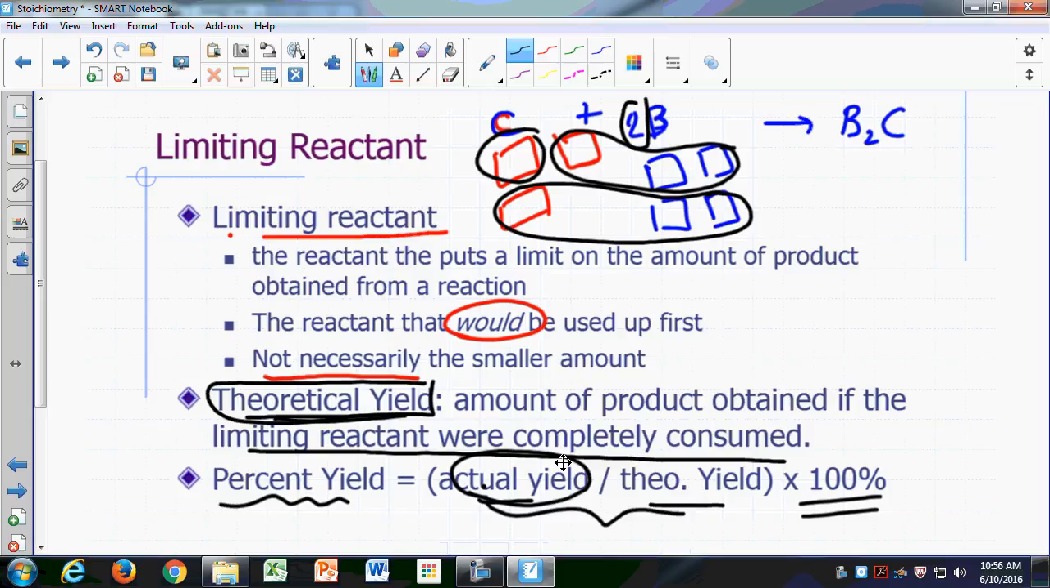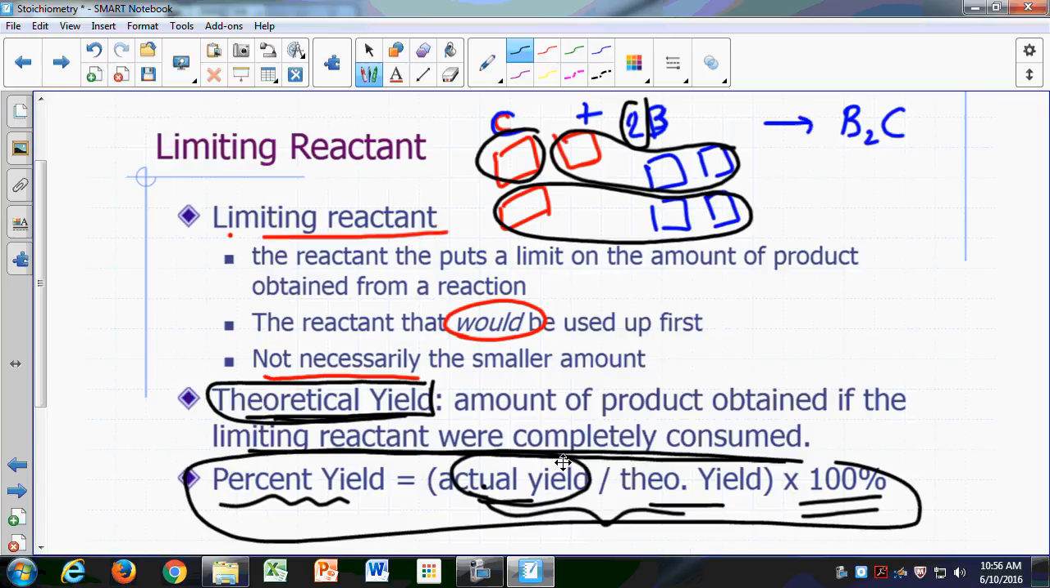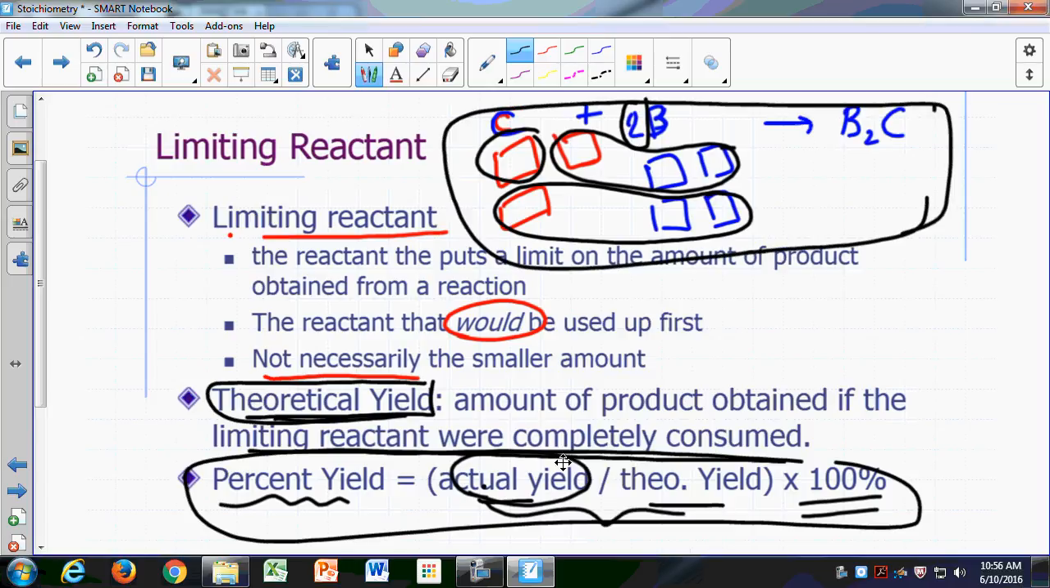To help you understand this concept of percent yield, let's go back to our sandwich analogy. Our theoretical yield here is 2 sandwiches, but if I'm not hungry, I'll just make 1 sandwich. So my percent yield will just be 1 out of a possible 2. So that's a 50% yield.